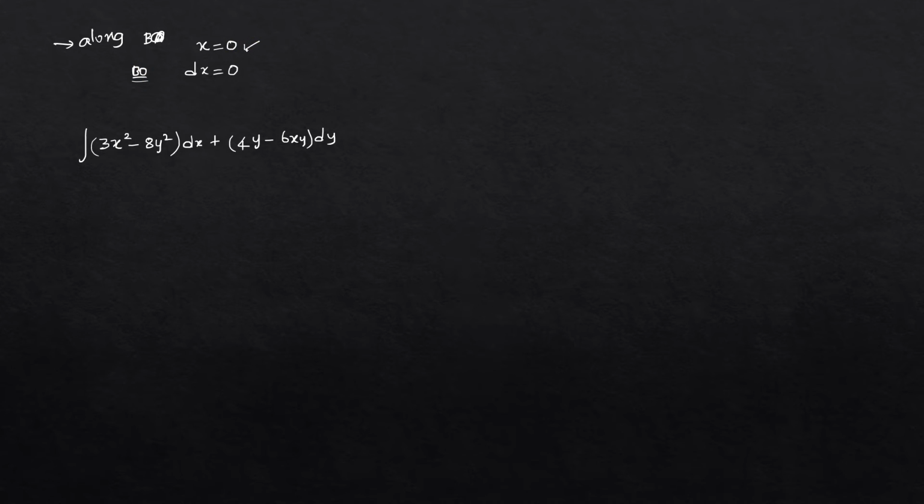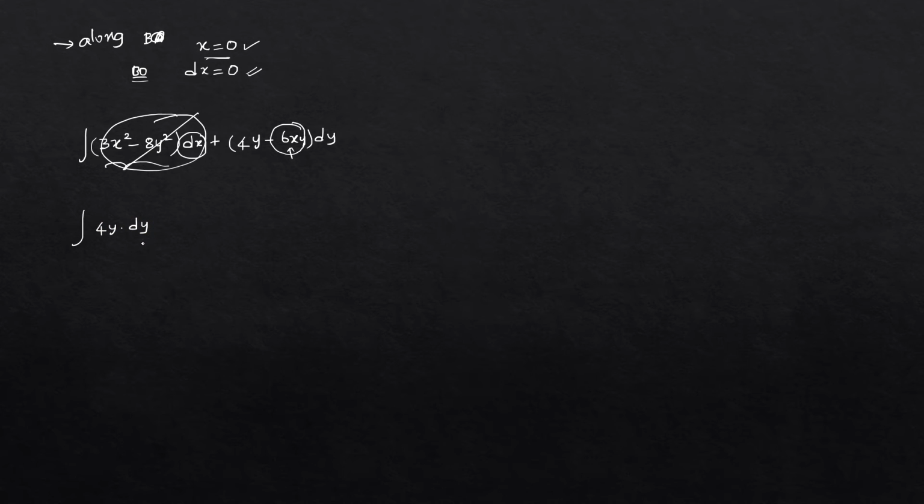It is x is equal to 0, and also we got dx is equal to 0. Since dx is equal to 0, the entire thing will be 0. When 0 is multiplied with anything, the entire part will be 0, and this thing is eliminated. And in the remaining part, when we substitute x is equal to 0, this part will be eliminated. So at last the remaining part is 4y dy.